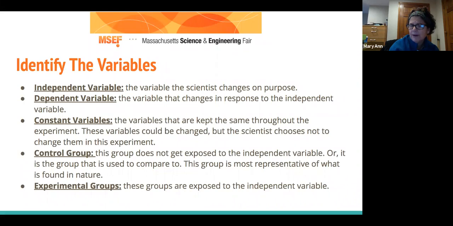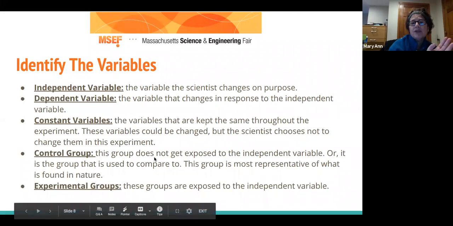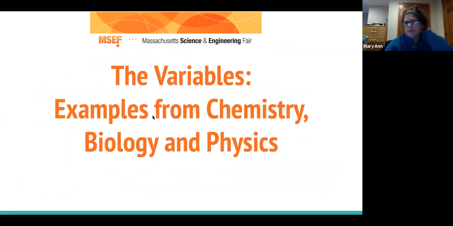Is everybody okay so far? I can't see anybody, so I'm assuming everybody's good. Perfect. Okay, great. So here are the definitions of the variables, but I'm not going to go through this. I'm going to go right to the experiments. So the variables, here are the examples from chemistry, biology, and physics.